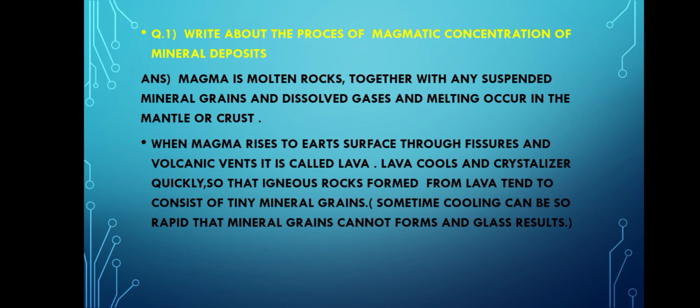Lava cools and crystallizes quickly so that igneous rock from lava tends to consist of tiny mineral grain. Sometimes cooling can be so rapid that mineral grain cannot form and glass results.